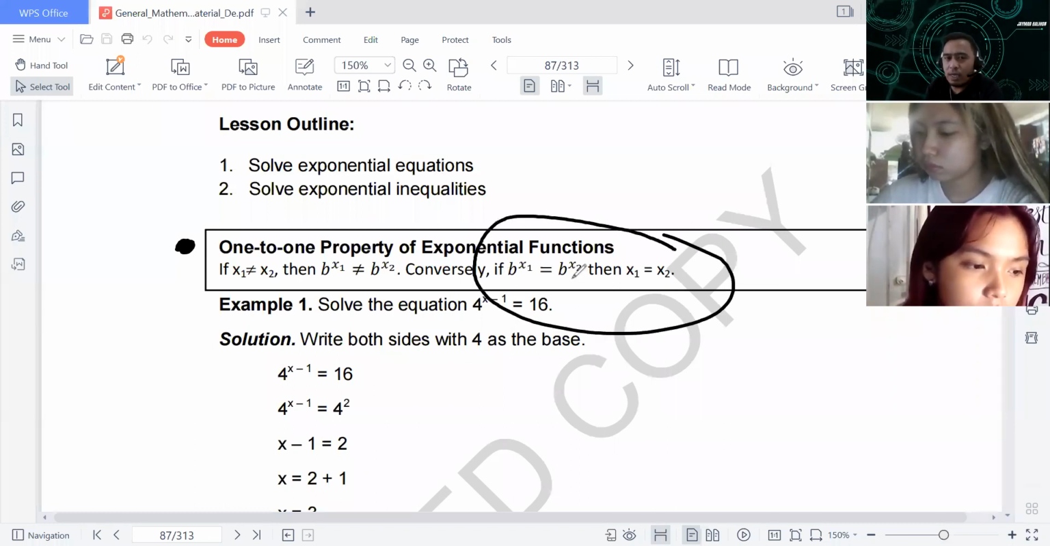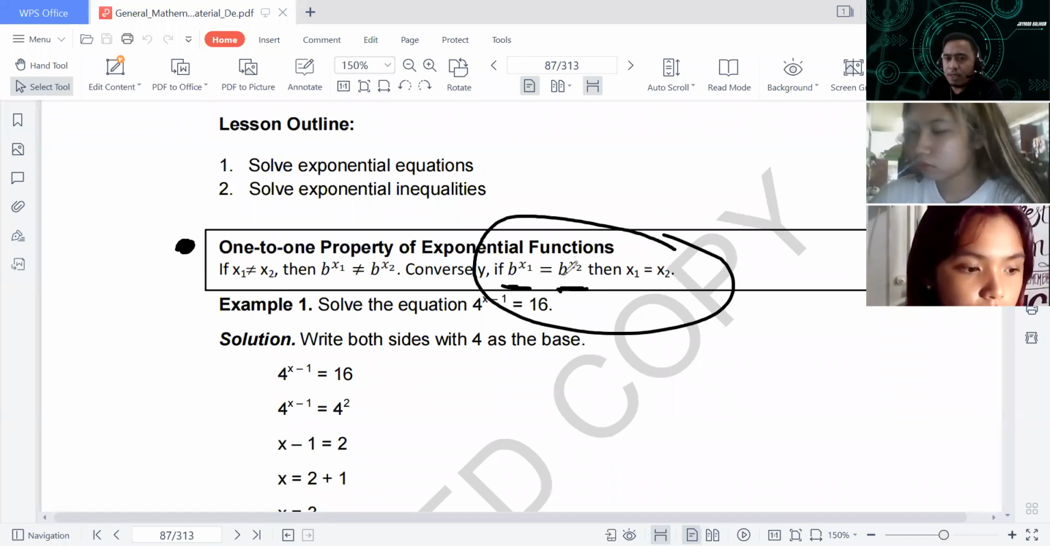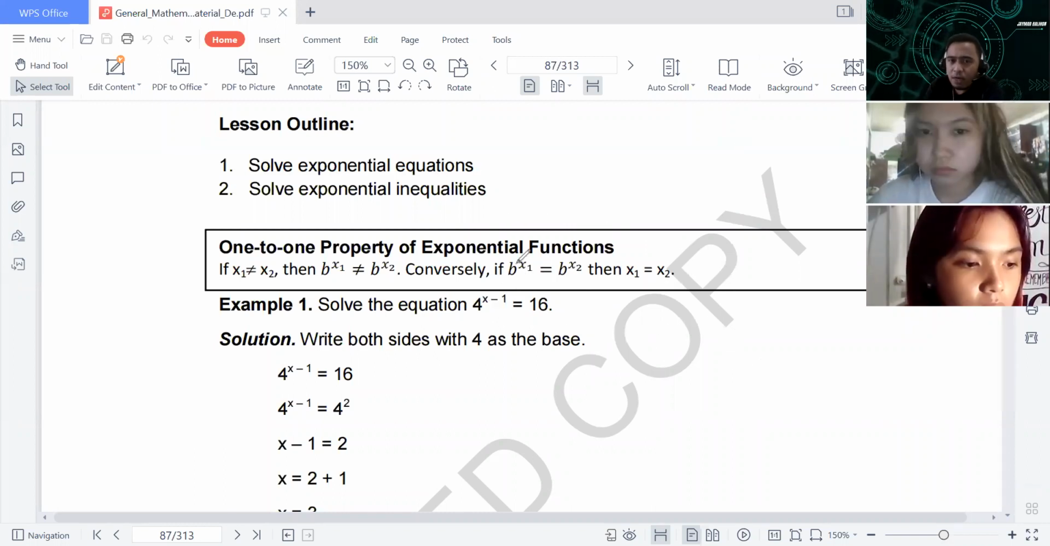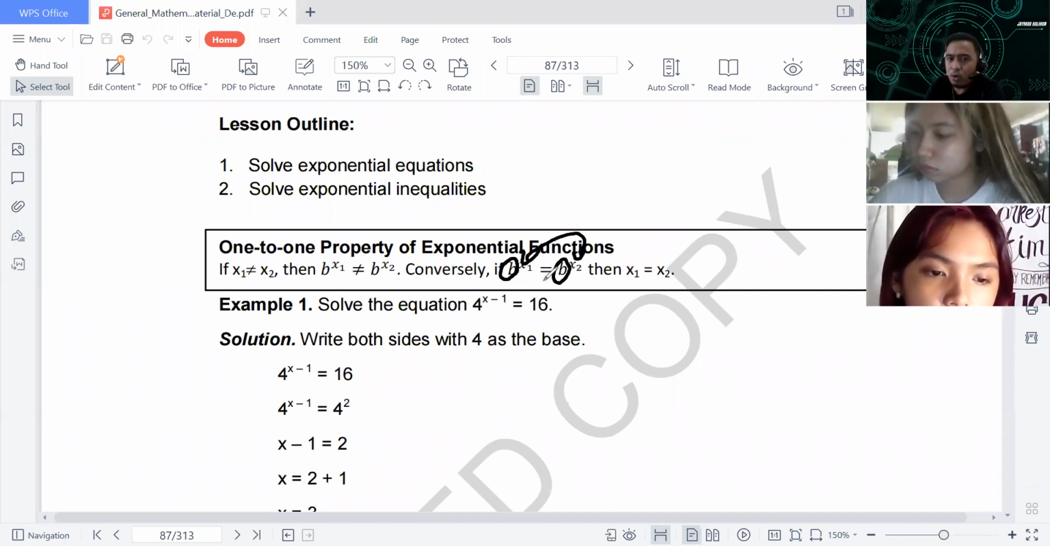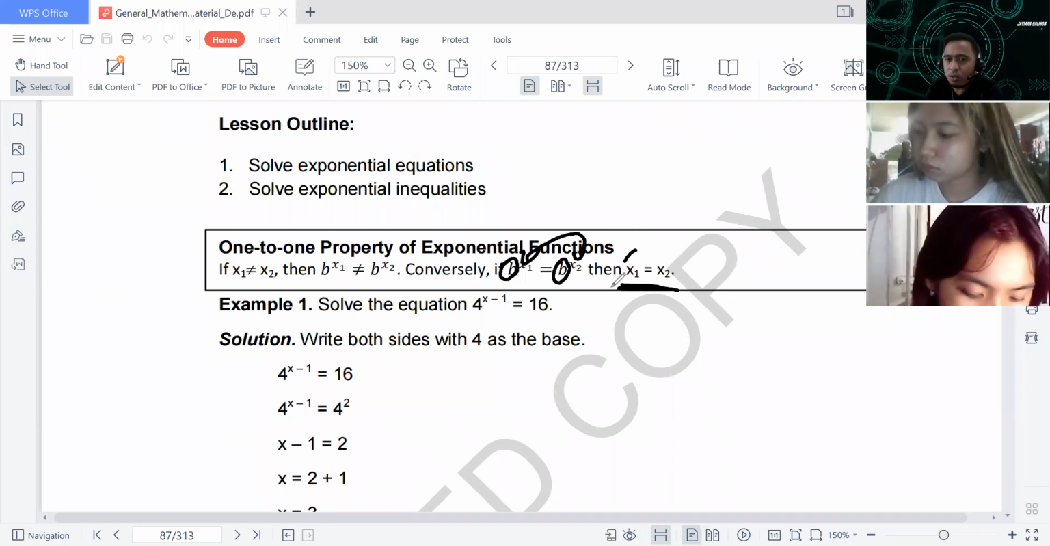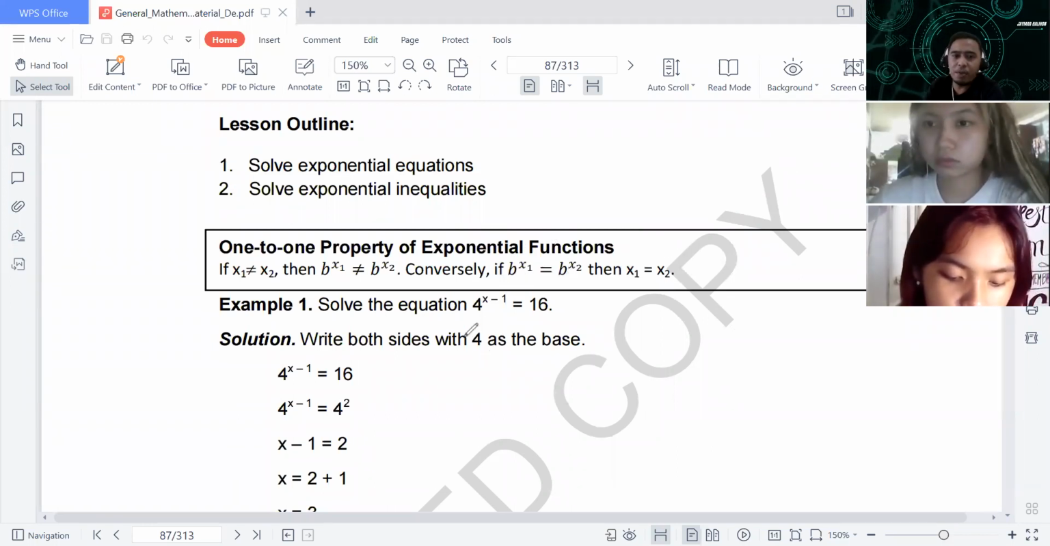What this property says is that if you can rewrite the two exponential expressions of this form wherein their bases are the same, then you can equate their exponents. Okay? So again, I will repeat. If you can rewrite them into the same base, then you can equate their exponents. That's why you have here x sub 1 is equal to x sub 2. Clear? Let us have an example.